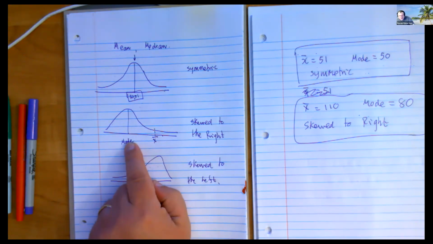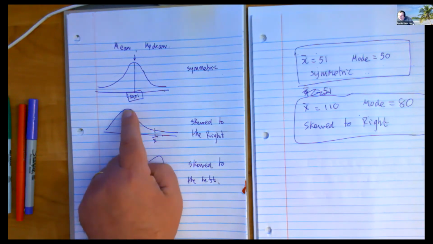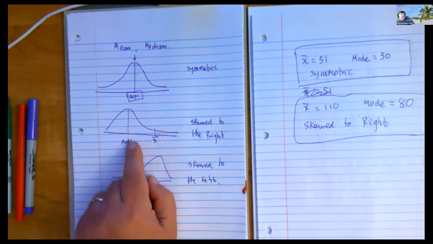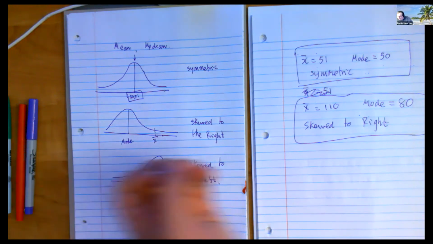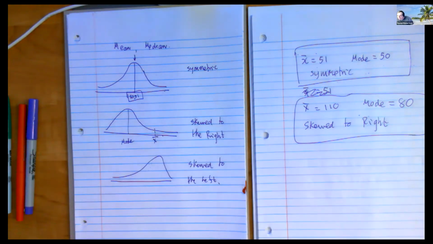You see, the mode tends to be where the hill is, right? Typically. And can you see that in this case, the tail is dragging the mean? The tail tends to be the feature that's dragging the mean to it.